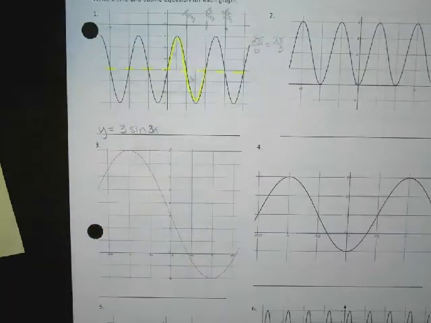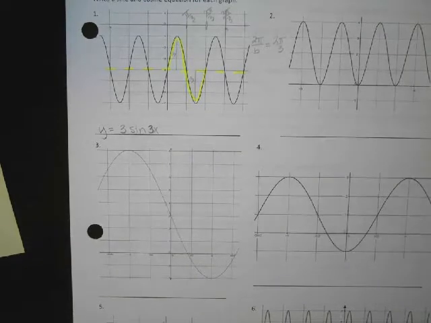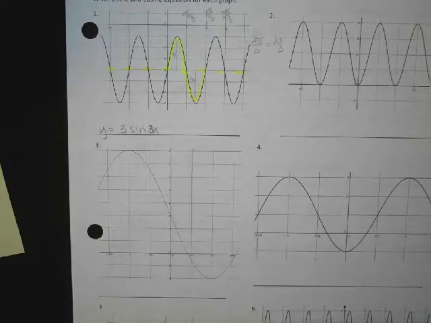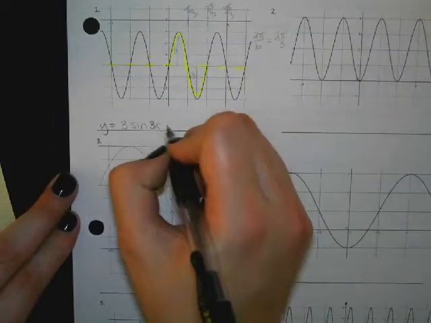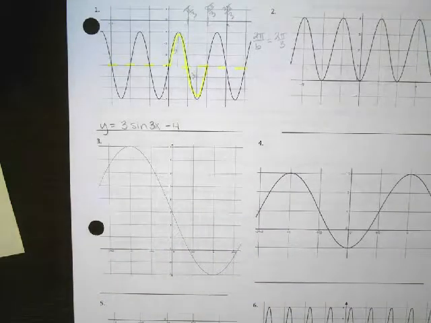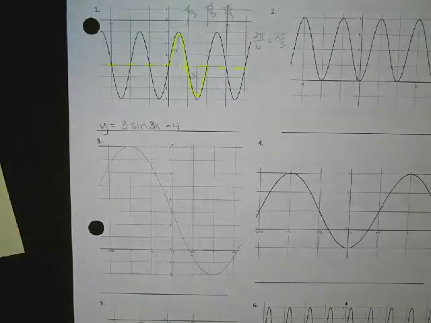Okay. And then the number on the end is how far up or down the curve shifted, and it is the midline. The midline tells us how far up or down it shifted. And it's 4, but it's not quite 4. It's a negative 4. It moved down 4. So we're going to put minus 4 at the end. Okay? Does that make sense? Okay.